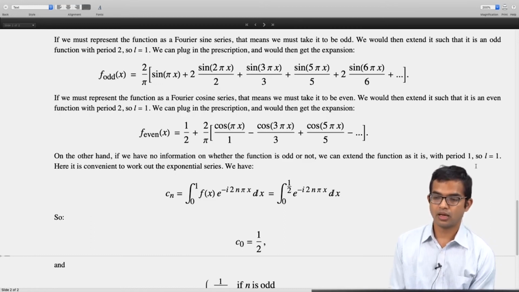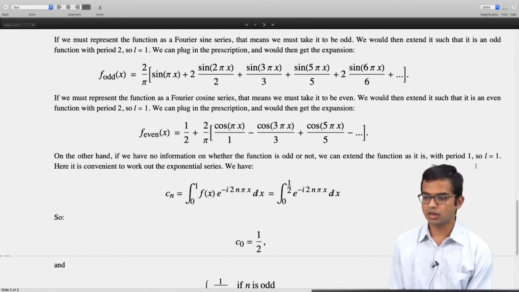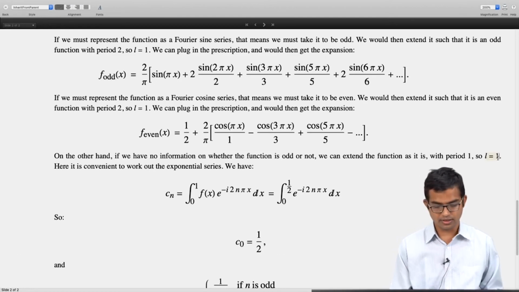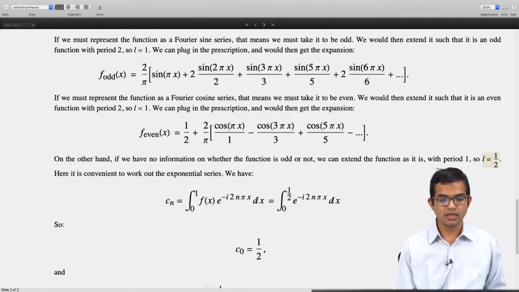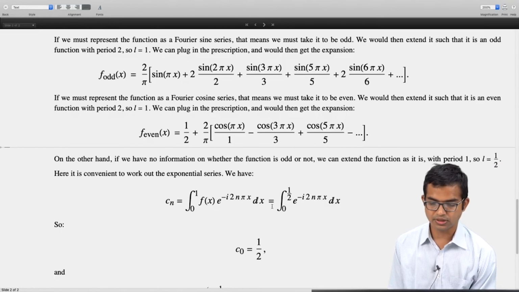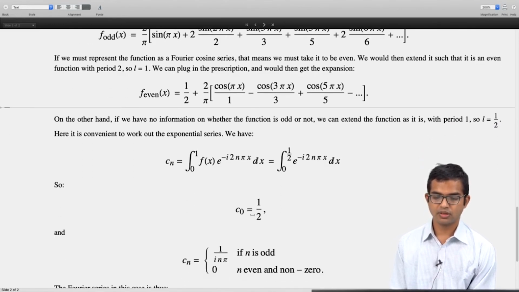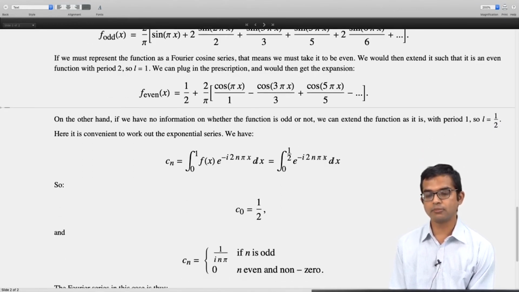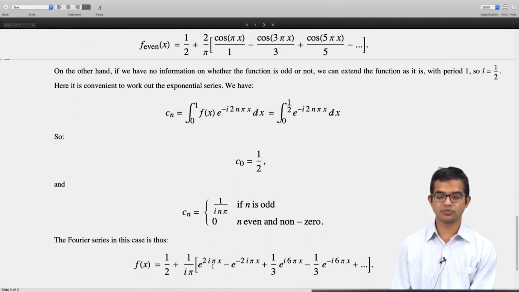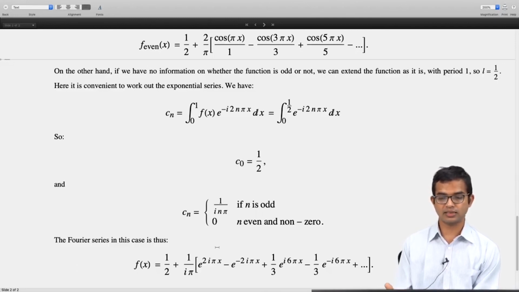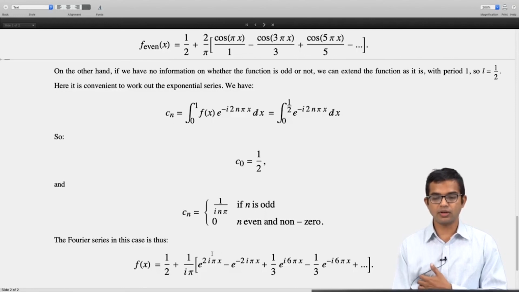So in fact L is equal to half. So the period is 1. So 2L is 1. So L is equal to half, right? So here it's convenient to work out this exponential series, and then we have this expression involving minus I 2n pi x dx. You have to be careful, and then the final result, because of these I n pi x by L, in this case L is a half, so you get all these factors of 2, and you have only these odd n's allowed.